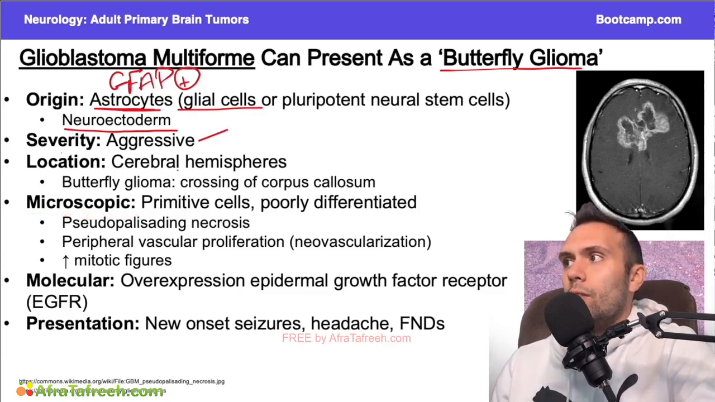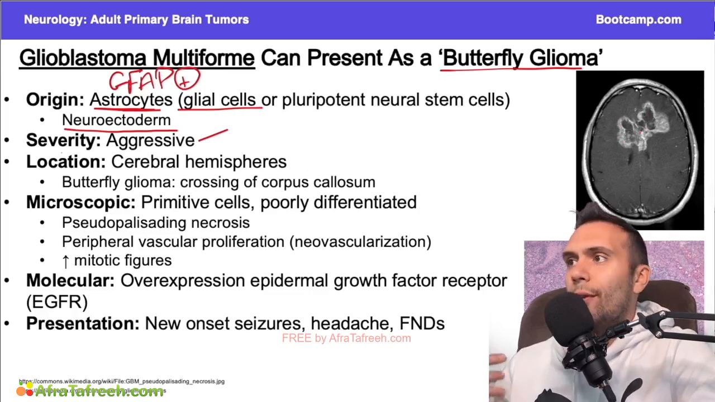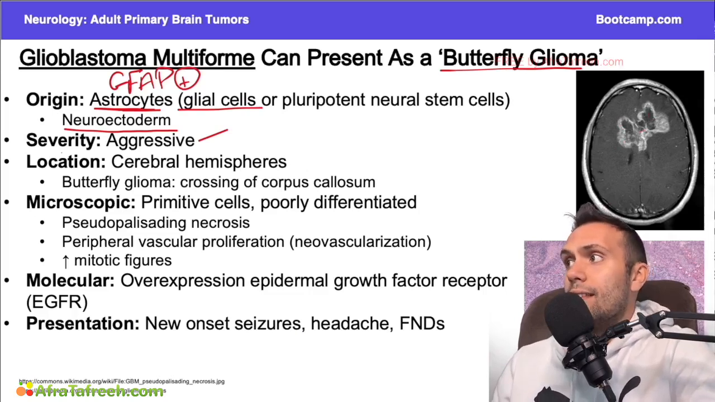Now, the location of this tumor is mostly going to be in the cerebral hemispheres, and it has this tendency, especially in board questions where everything is usually classic, it has this tendency to cross the midline through the corpus callosum. Okay, and so you get this shape here that kind of looks like a butterfly. That's why it's called a butterfly glioma. Okay, so this is very classic for GBM. Usually we'll see this in the frontal lobe or the temporal lobe, or intraparenchymally somewhere in the brain.